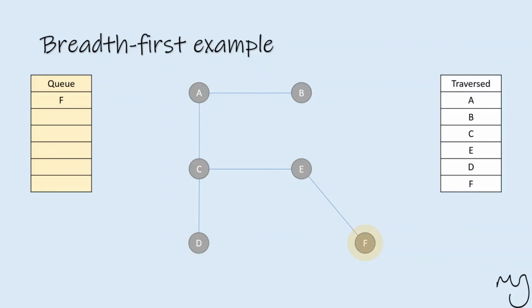before then removing E, removing D because there's nothing connected to that, and finally removing F because equally there is nothing connected to F either.